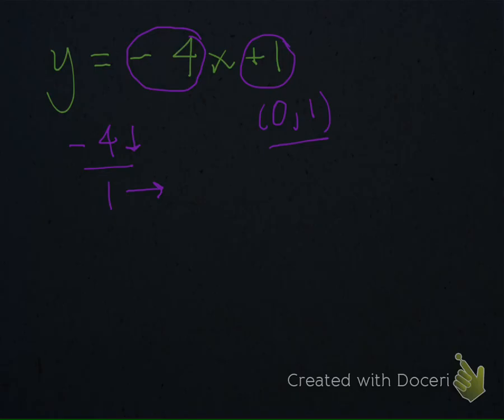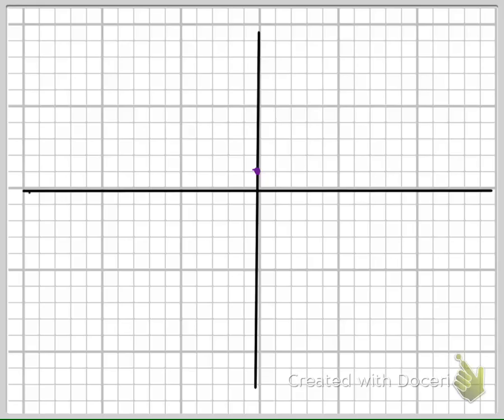And then remember, our slope, or our growth, is negative 4 over 1. So we're going to go down 4, right 1 to get to our next point. So from that point, go down 4, 1, 2, 3, 4, and right 1. And then from that point, down 4, 1, 2, 3, 4, and right 1. And then similarly, when you run out of room going to the right, you can also go to the left.